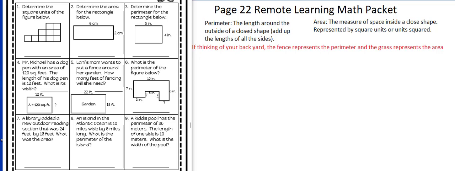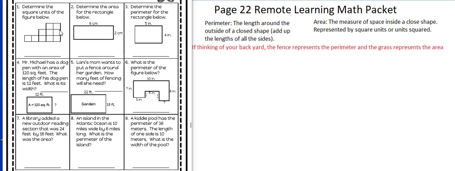All right, page 22 of the remote learning math packet, and we're doing area and perimeter. If you think of your backyard, the fence represents the perimeter and the grass represents the area. So the area is like the part inside. So here, determine the square units of the following figure.